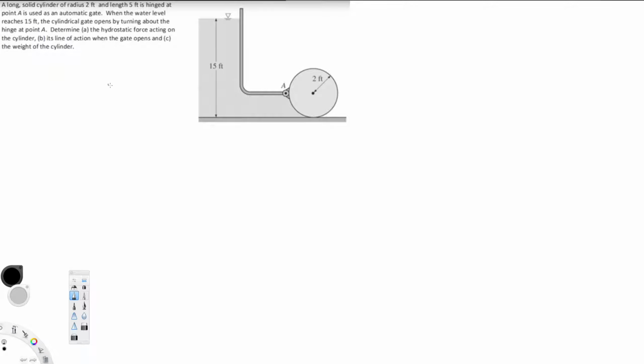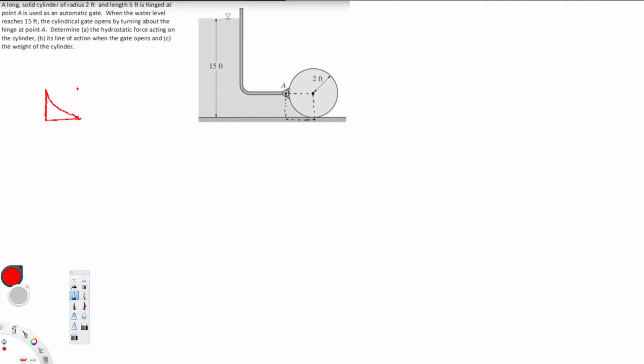First of all, I am taking this part right here and drawing it separately, because that's what's going to give us the hydrostatic force. So if I draw this part, it looks something like this. Okay, so we have this part right here.